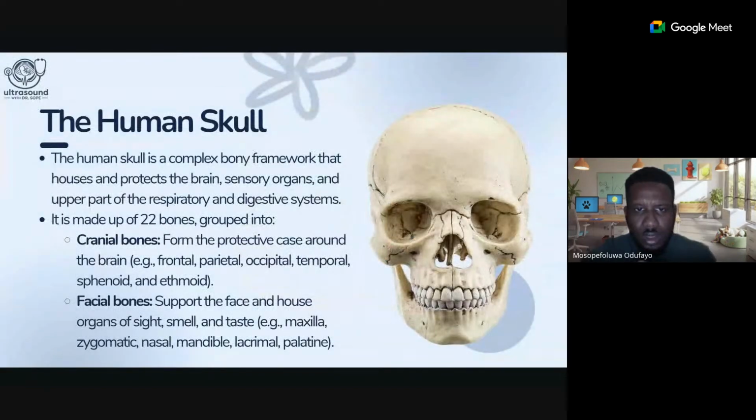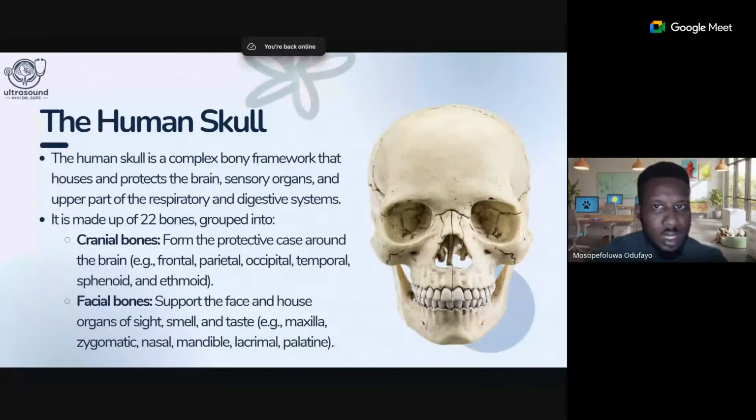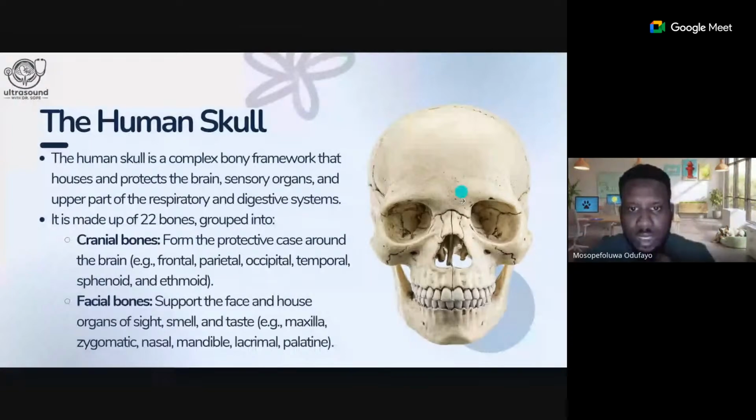So for us to understand the ocular anatomy, which is the anatomy of the eye, we need to understand where the eye is situated. Both eyes are situated in the human skull, as we see, which forms the bony framework of our head. So that is the place where you will be doing the scanning.